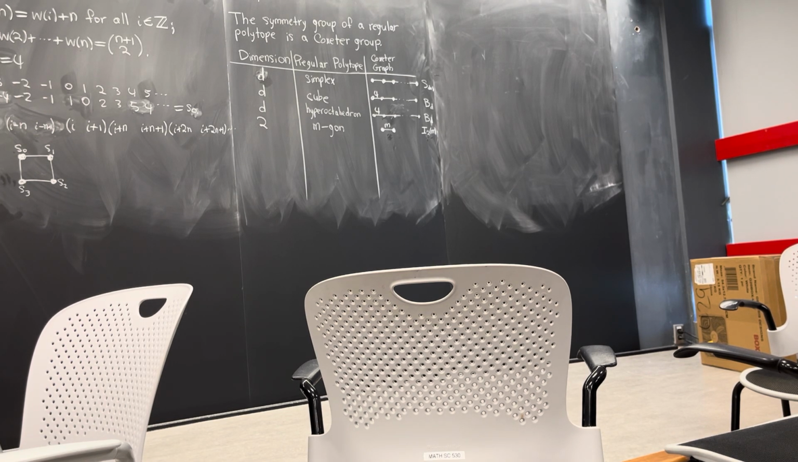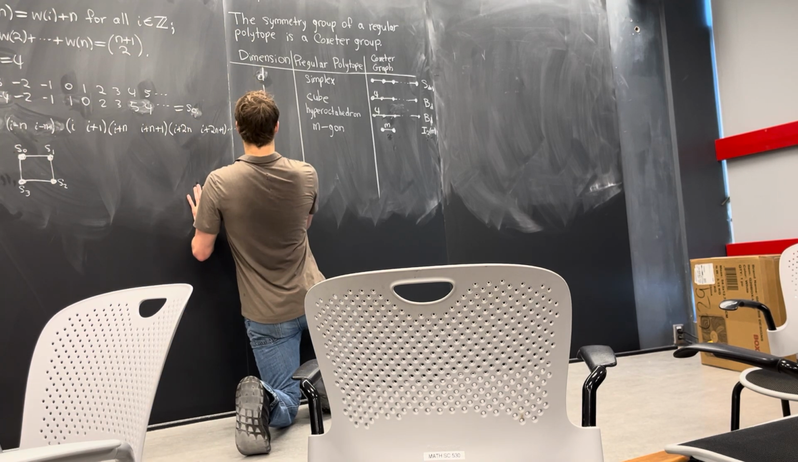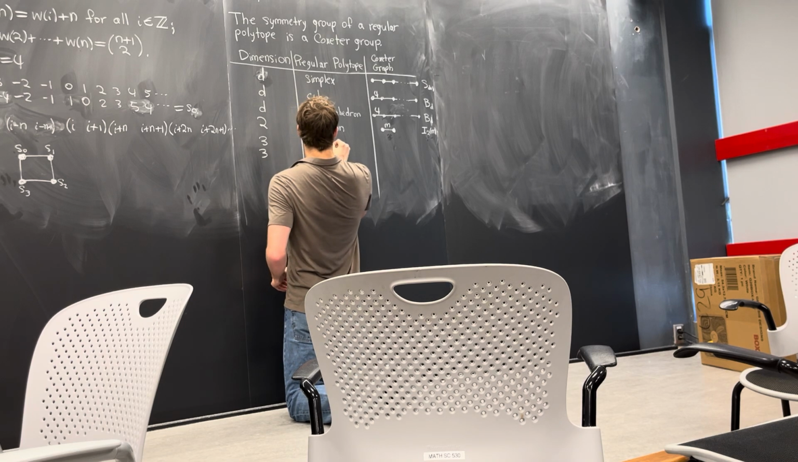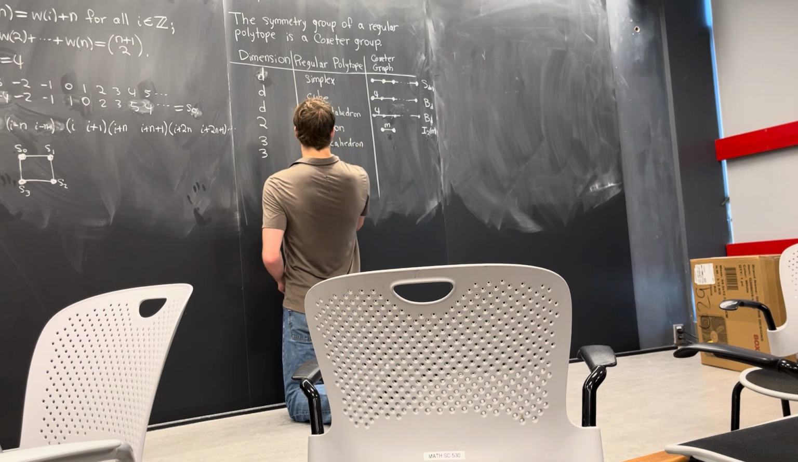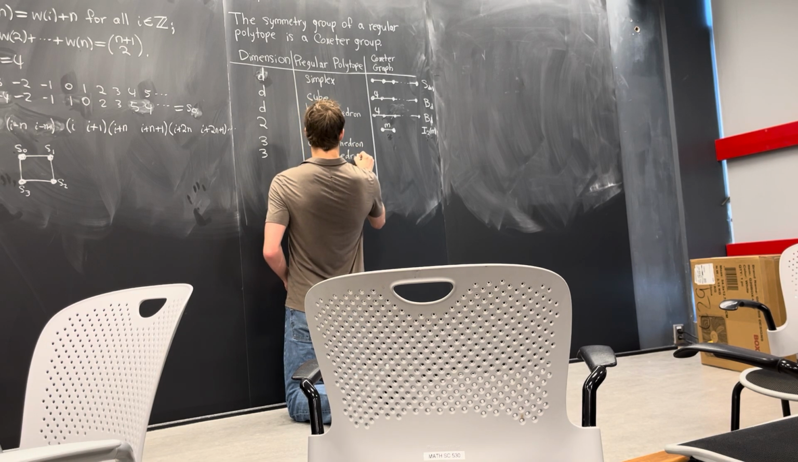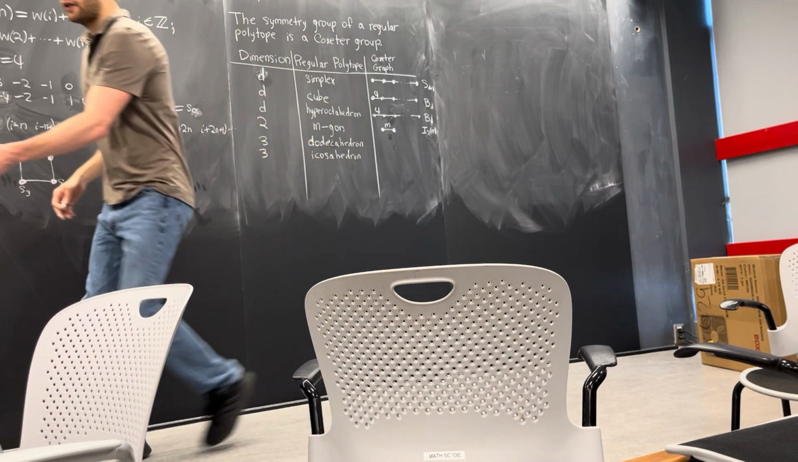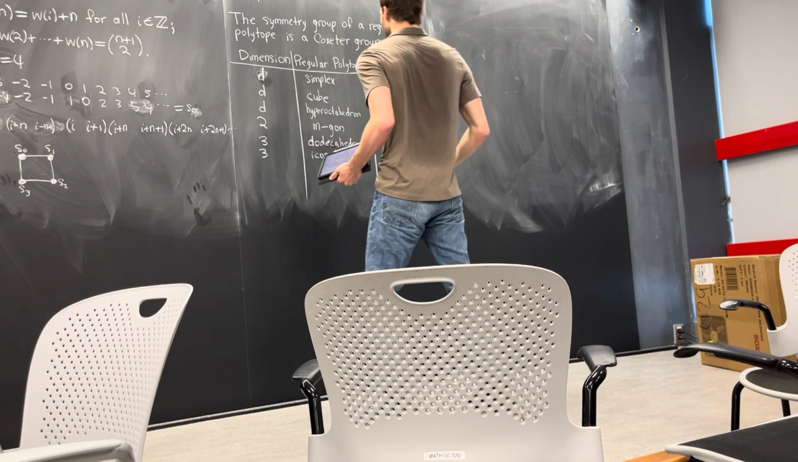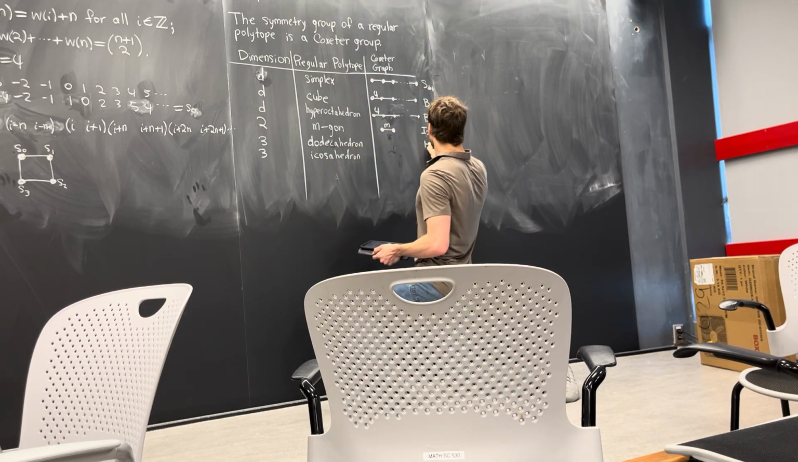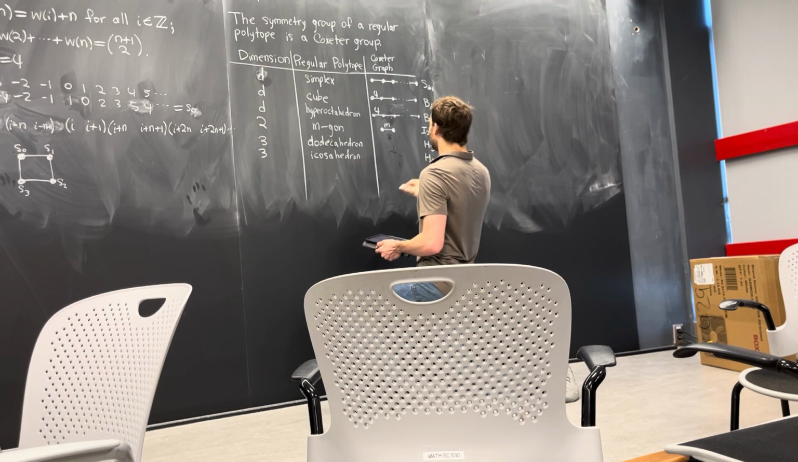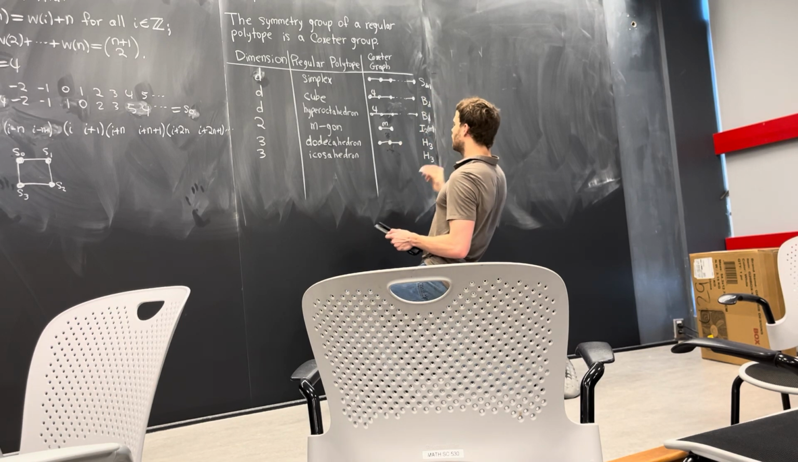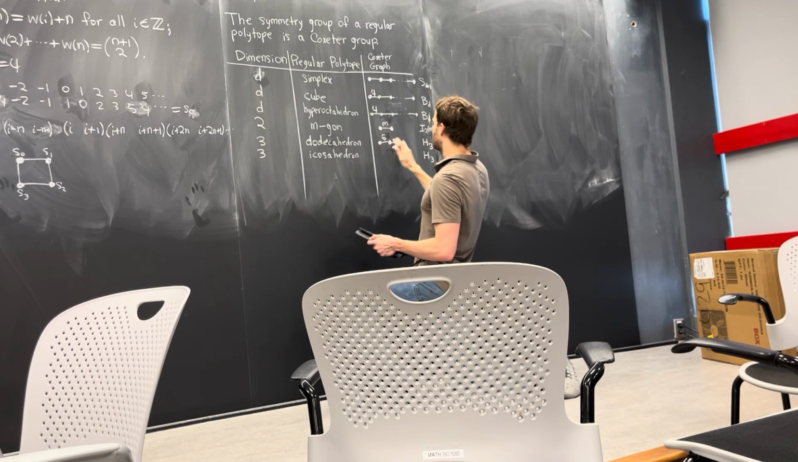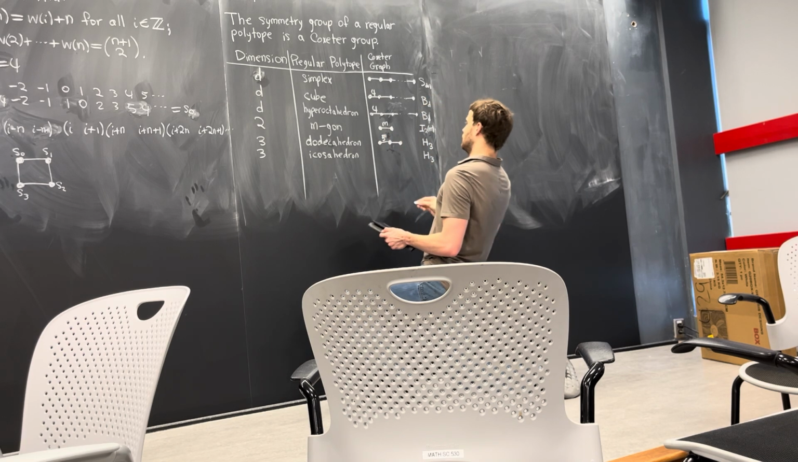Okay, and then in 3 dimensions there are 2 regular polytopes called the dodecahedron and the icosahedron. And their symmetry groups are the same, and this is what's called H3. The Coxeter graph just looks like this: you have 3 simple reflections, and this edge is labeled by a 5. It's the same thing here.